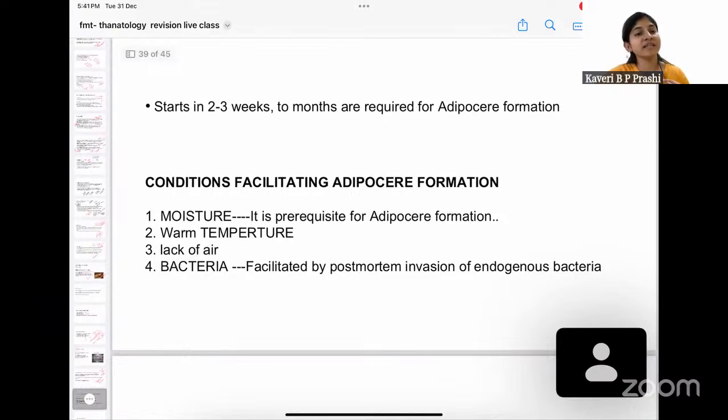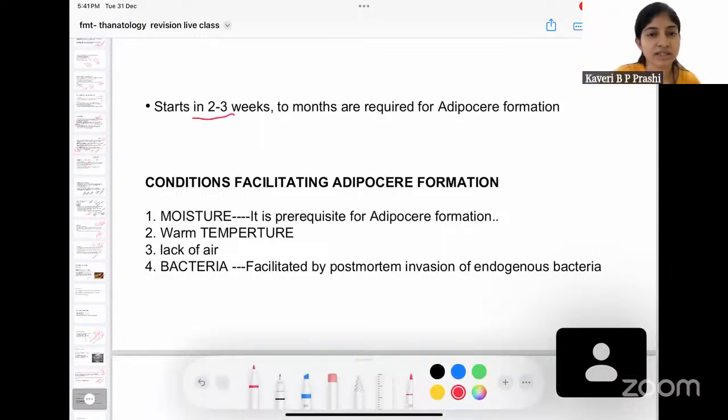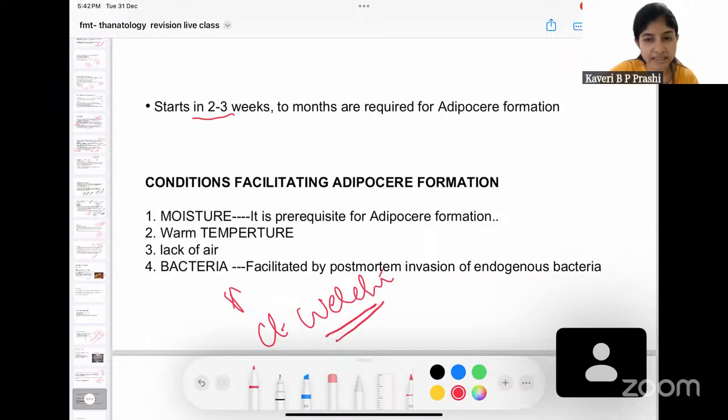So after how many weeks does adipose hair formation start? Usually after death, adipose hair formation starts in 2 to 3 weeks. It might take a few months for the formation to complete. What are the conditions facilitating adipose hair formation? Moisture. It is a prerequisite for adipose hair formation. Warm temperature, lack of air. There should not be any free flow of air. If there is free flow of air, it's going to remove all the moisture. So you shouldn't have any air circulation, and bacteria should be present, that is Clostridium welchii, and it is going to facilitate the invasion of endogenous bacteria.